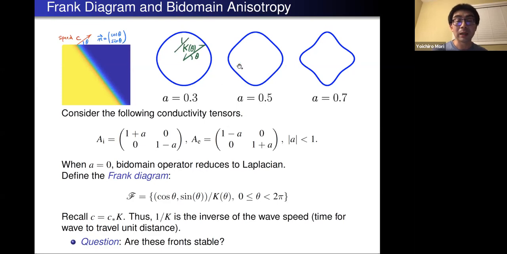And as we'll see, the shape of the Frank diagram will have an important effect on what we'll discuss later. Okay, so the question is, are these fronts stable? So we have these planar fronts in every direction. In the classical Allen Cahn case, we know that all these fronts are stable. In the Bidomain Allen Cahn equation, what can we say?